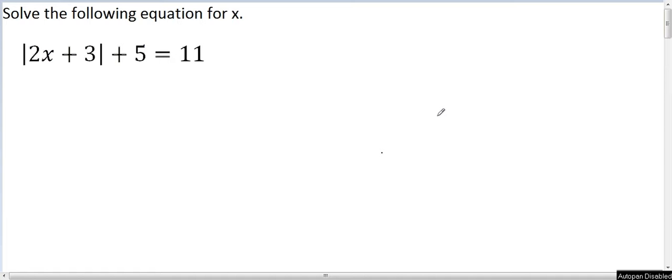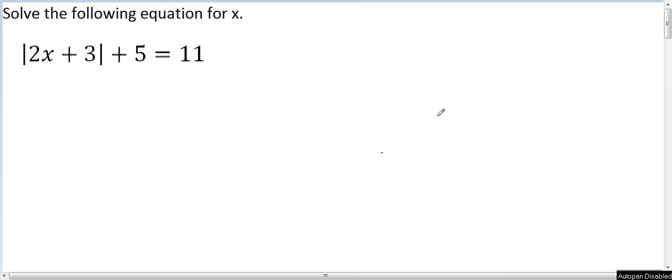If that number is positive, remove the absolute value symbol and set it equal to both the plus and minus of the number or expression on the other side of the equation. In this case, we get two solutions. Let's take a look at the example.